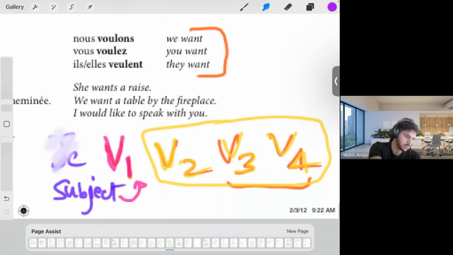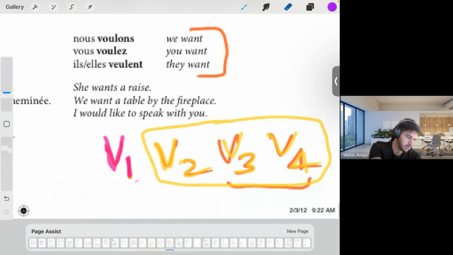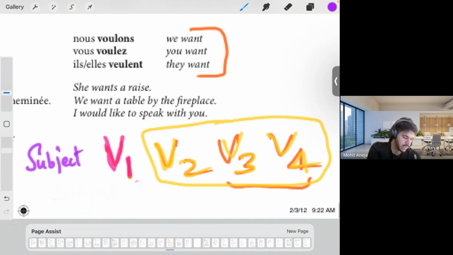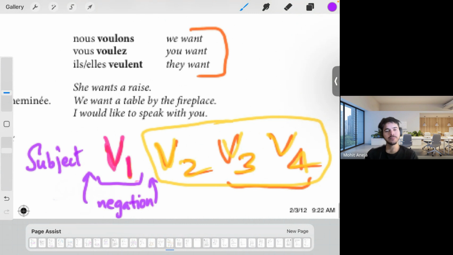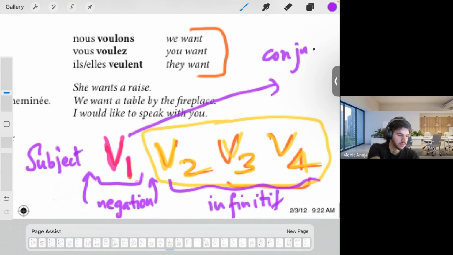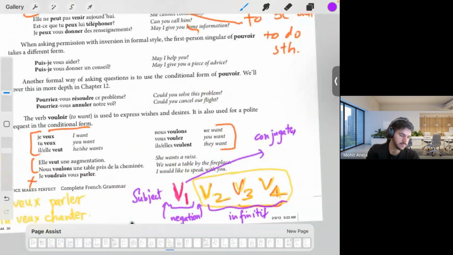And in this generalized thing, sorry, let me just clear this up. You can note this down, it will help you remember. So, if there's a subject, the negation will always surround this verb. Everything else will stay in infinitive. This verb is conjugated. You can make your own notes. Okay. This is the idea.